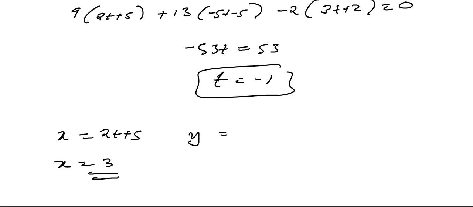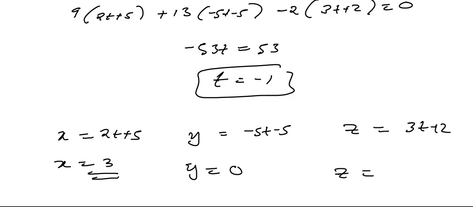Then the y component, again you can get it: negative 5t minus 5. Put the negative 1 there, and that gives us 0. Z, on the other hand, is 3t plus 2, meaning z is equal to negative 1. So this is the point where they are intersecting in 3D. Once you're able to get the t value, meaning the expression is solvable, it means they intersect.